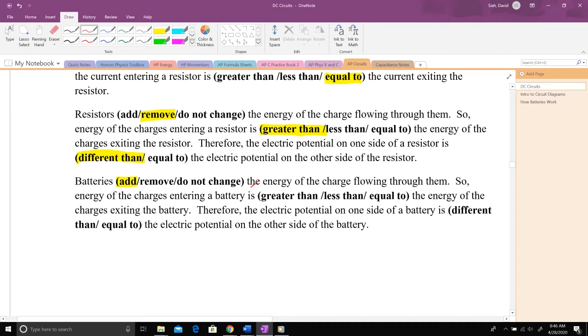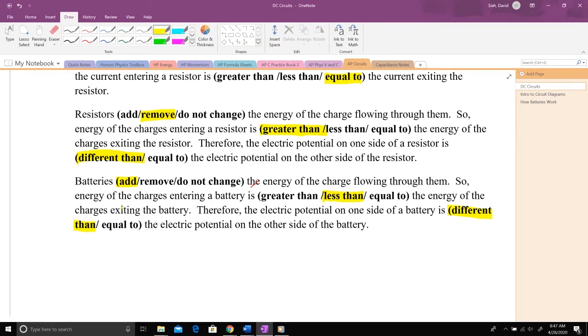That's awkward. Anyway, the energy of the charge entering a battery is less than the energy of the charge leaving the battery. Therefore, the electric potential on one side of the battery is different than the potential on the other side of the battery. So you'll have changes in V when you go through a resistor or when you go through a battery. The third thing that you'll have changes of V in is capacitors.